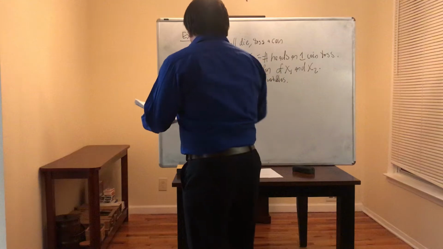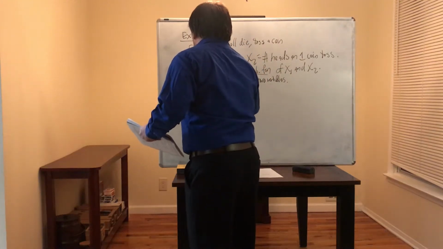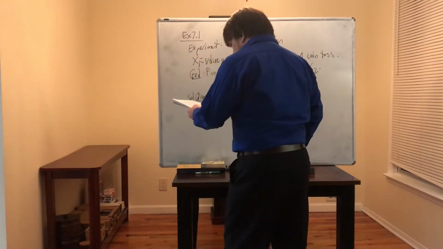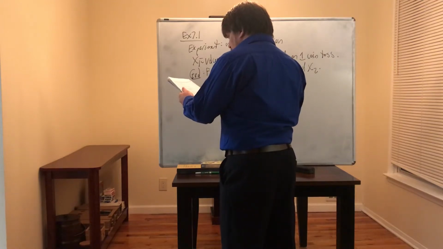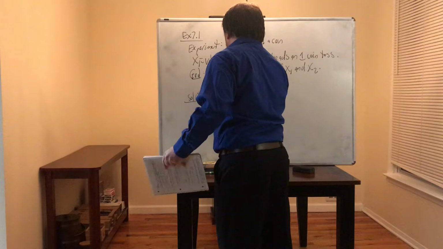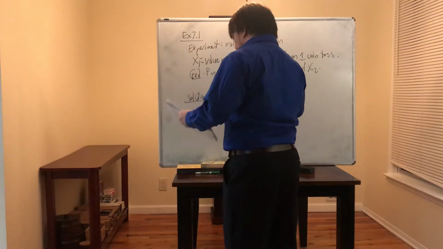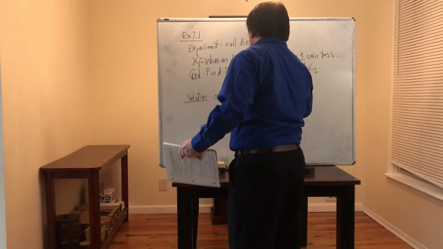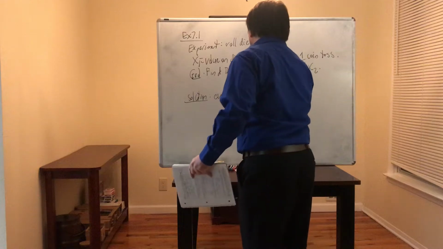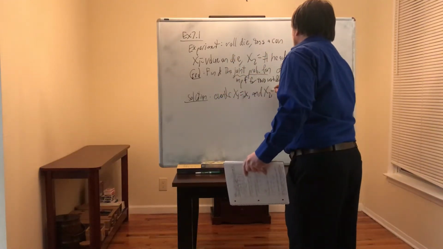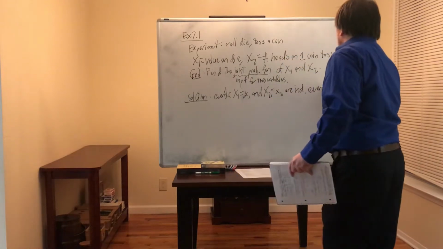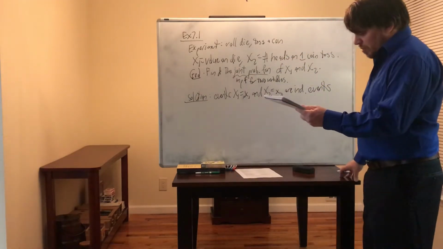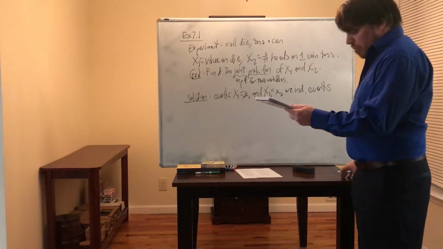Okay, and so the solution, how we find that is, well, events X1 equals little x1 and X2 equals little x2 are independent events. Neither event affects the outcome of the other. So they're independent events.